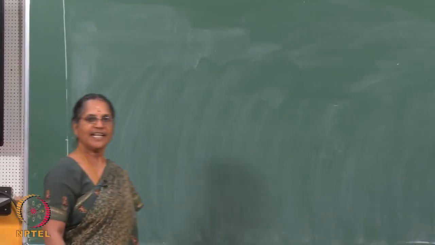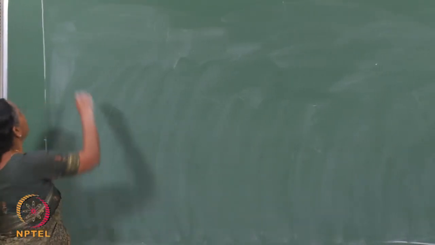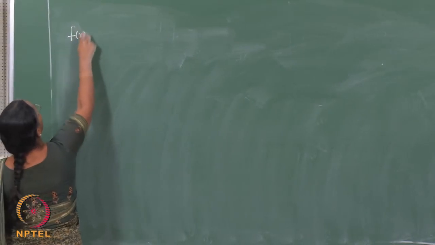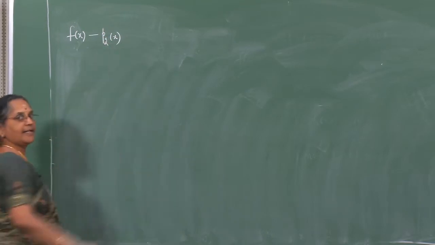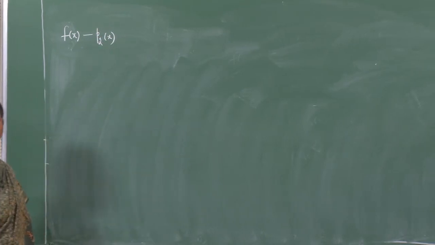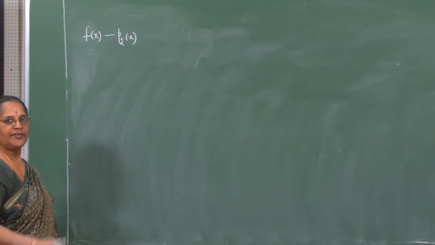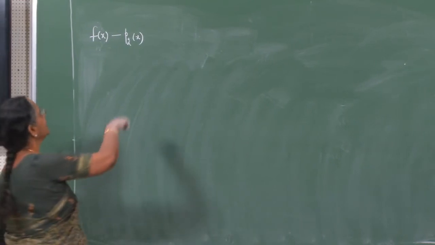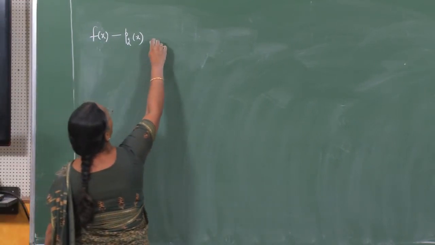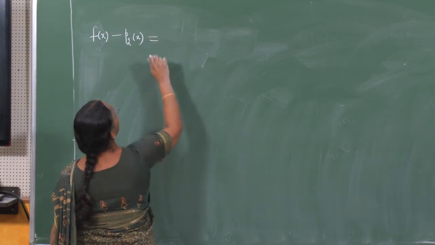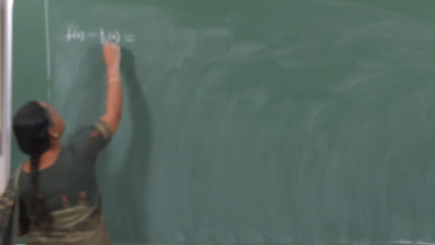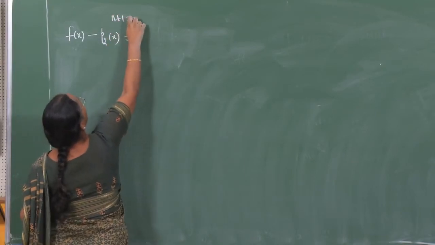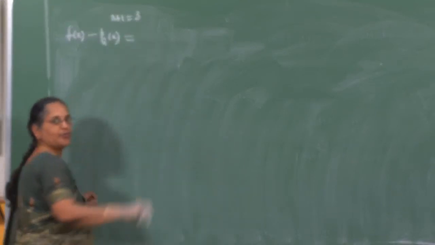So, we shall now consider the case when the given function f of x is approximated by a quadratic polynomial, which we denote by p2 of x. Our theorem tells us that f of x minus p2 of x is equal to the n plus 1th derivative. What is n plus 1 in this case? How many points should be given to you?